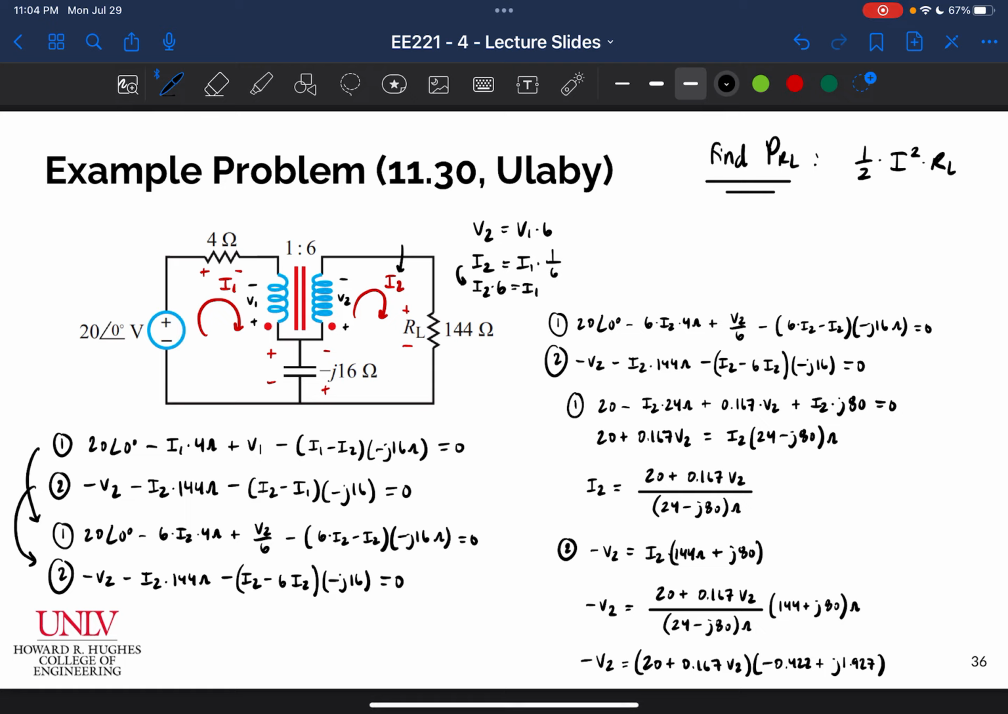If you have any questions about this, you can see example 11-2 on page 606 of the ULB book. They use this same formula here for average power delivered to a resistor. So that's the equation I'm using here.